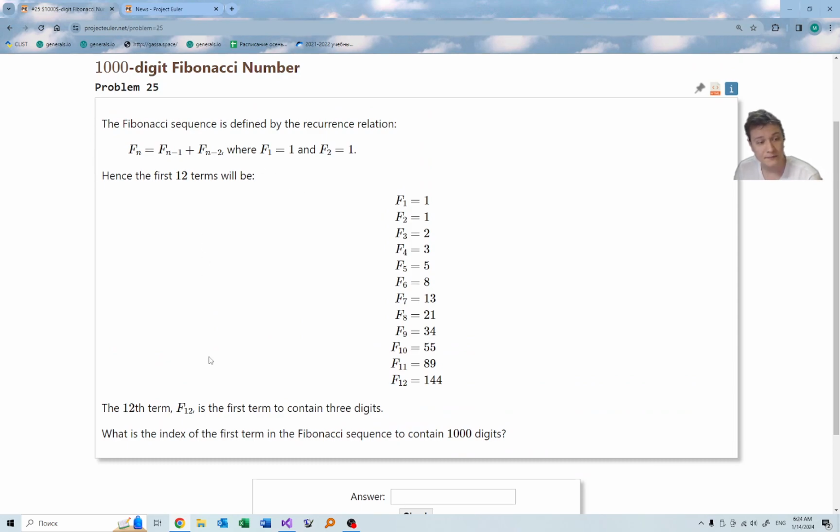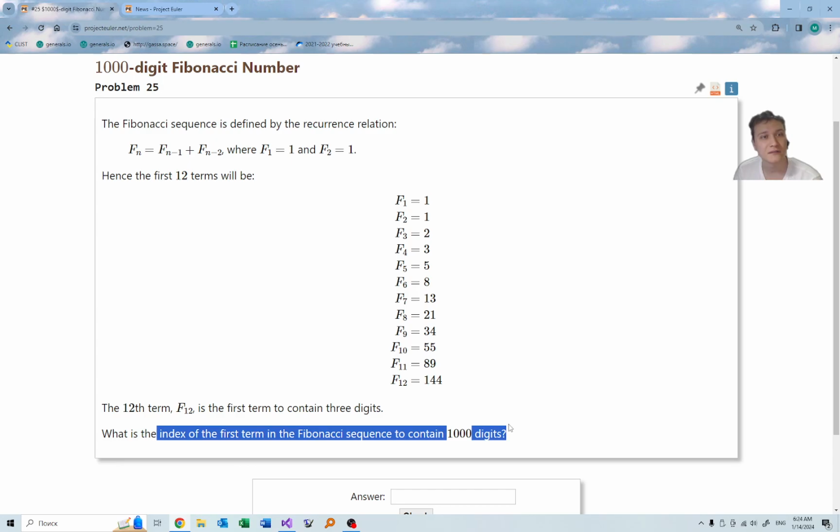Let's go with this problem. We need to find the index of the first term in the Fibonacci sequence to contain 1000 digits. Well, actually, this is the first time where I apply my brain. So there are like two ways. First way is just to calculate all of these Fibonacci numbers till I get 1000 digits. And the second way is to apply the Binet formula.